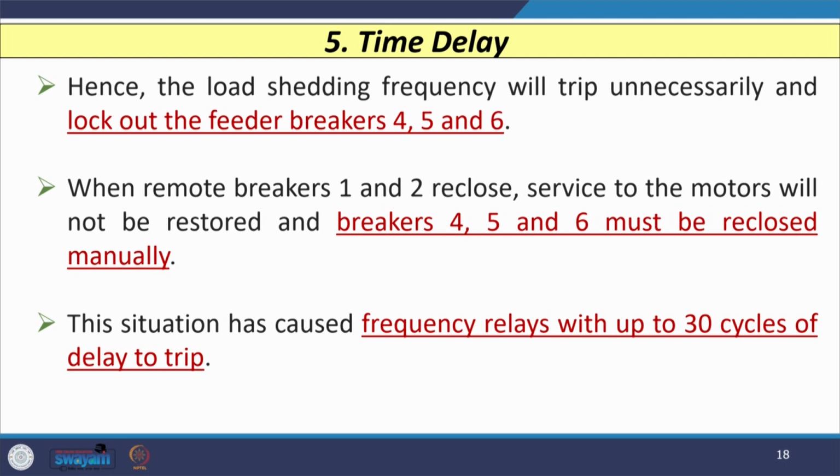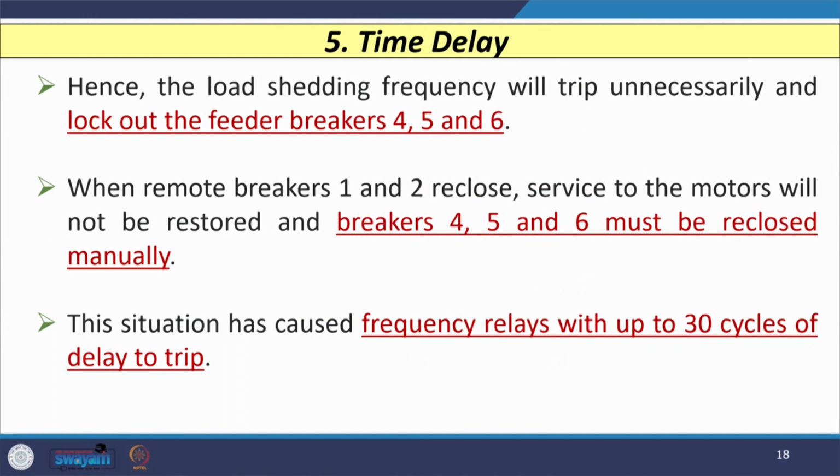Now, let us say circuit breaker 1 and circuit breaker 2 both reclose, as they have a reclosing facility. So, a reclosing attempt will be made, and after that service to the motors will not be restored because breakers 4, 5 and 6 will be in lockout condition. So, if I wish to restore the supply, then I have to manually reclose breakers 4, 5 and 6. This situation is going to give rise to a time delay of the order of 30 cycles.